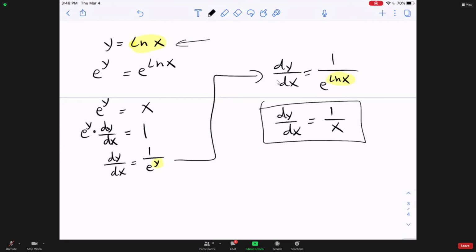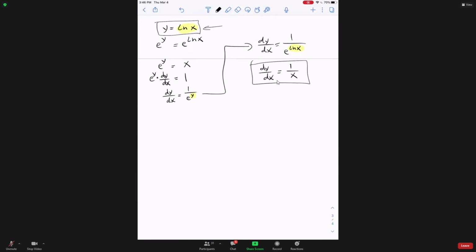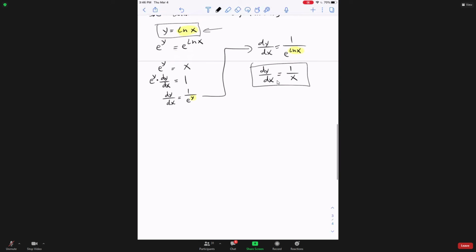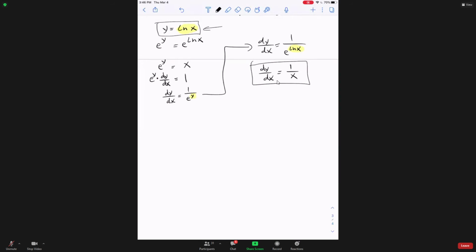So after all that, if y equals natural log of x, the derivative is 1 over x. Now you've just memorized that. The derivative of natural log of x is 1 over x. Are we good? Any questions? So if I say y equals natural log of x, you just say y prime is equal to 1 over x.